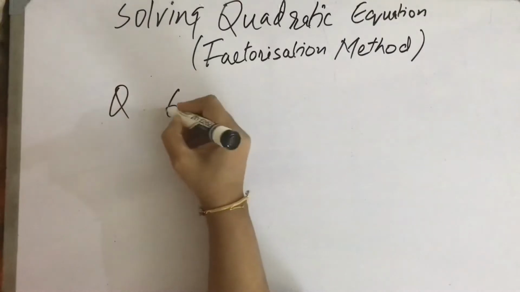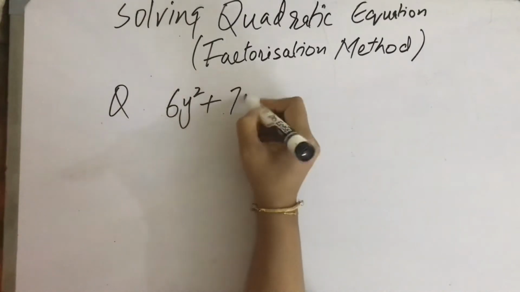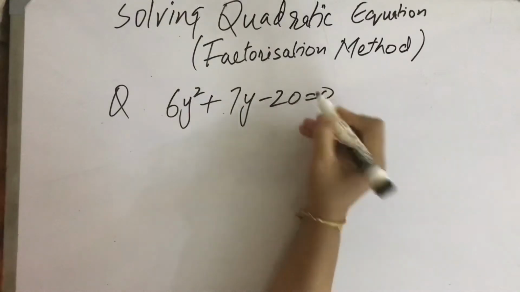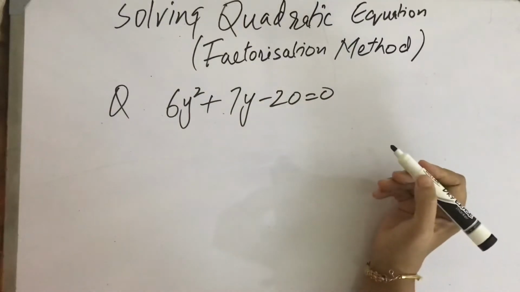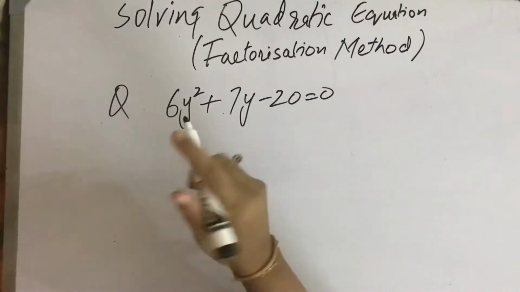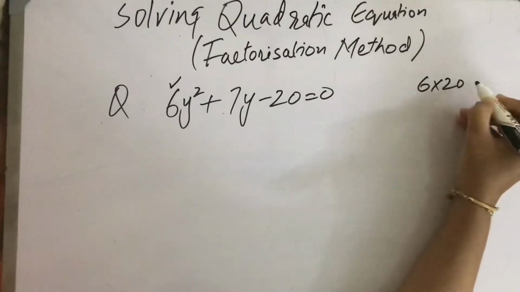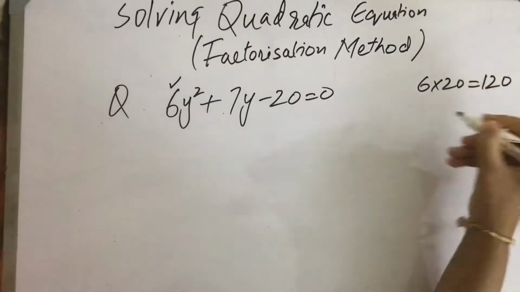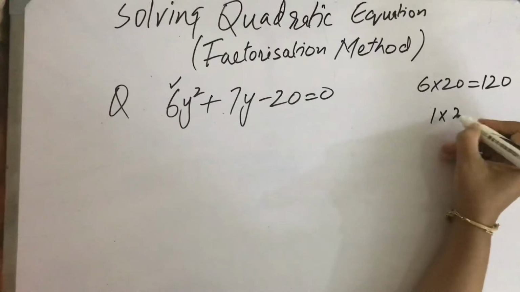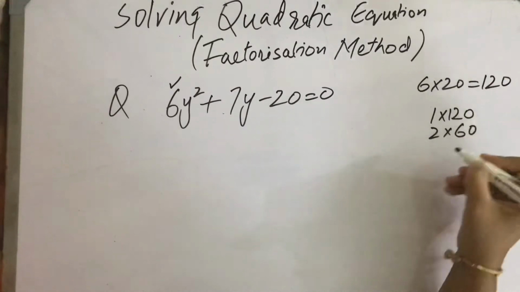The third question which we are going to solve here is 6y square plus 7y minus 20 equal to 0. So here you will learn that the coefficient of y square, which is a, is also other than 1. So we shall multiply 6 with 20 and that is 120. Now we have to make the factors of 120, and we shall have more factors.